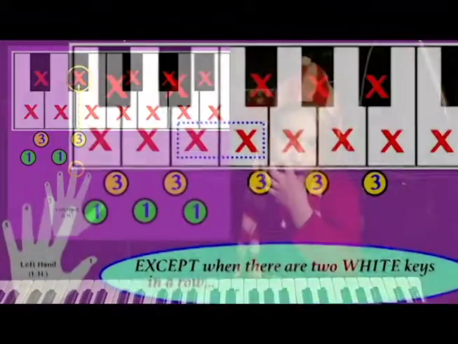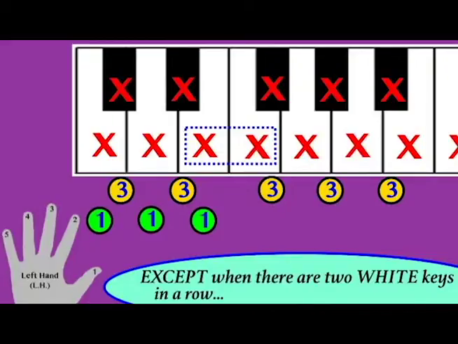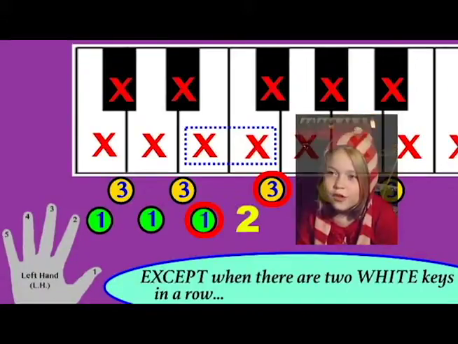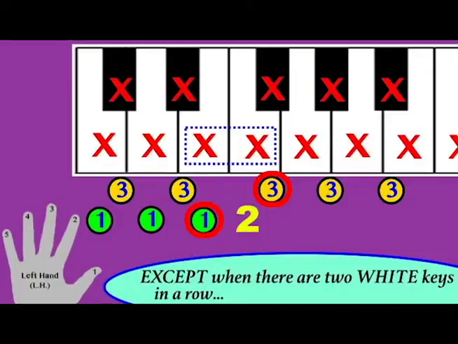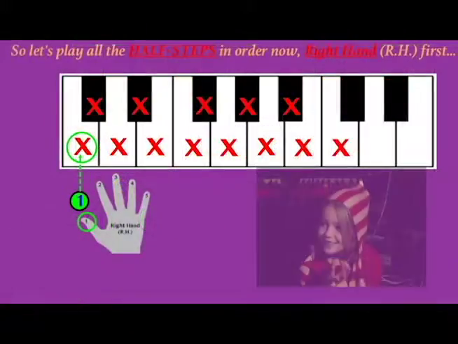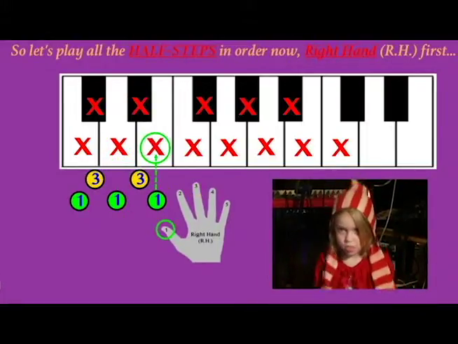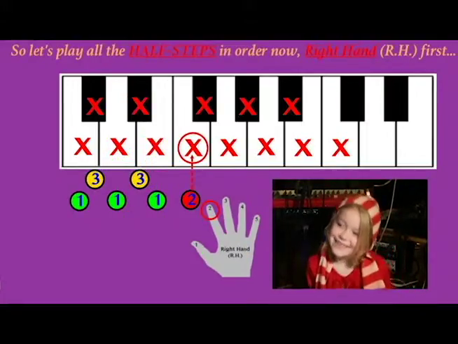But look at what happens here. There's 2 white keys in a row. We need to play a different finger between number 1 here and number 3 right there. What do you think we have in between finger number 1 and finger number 3? Finger number 2. Bingo, kiddo. Look at there. So, we're going to put number 2 right there when there's 2 white keys in a row.